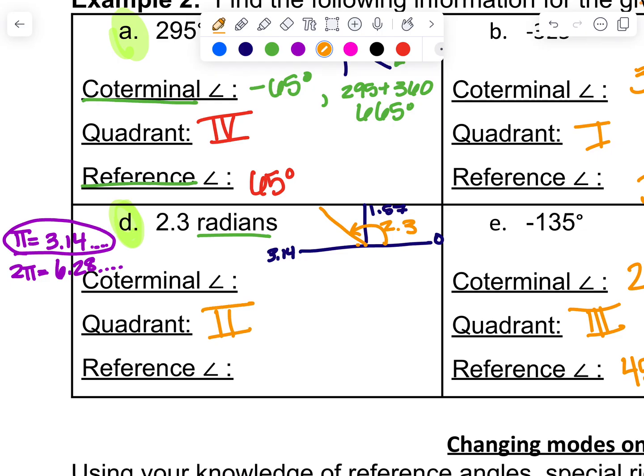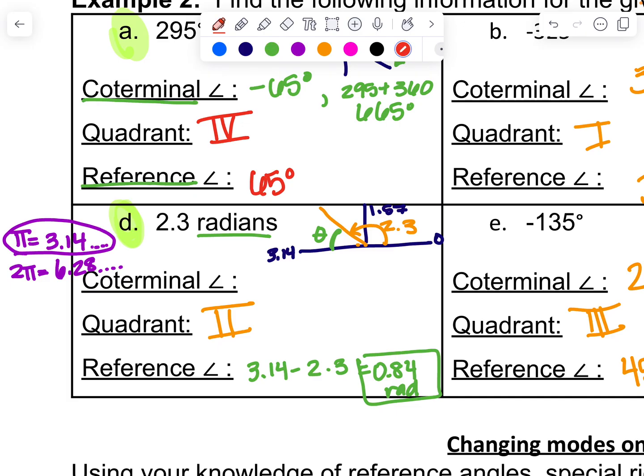What's my reference angle? Well, I'm still looking to that closest x-axis to find theta. So I would take that 3.14 and subtract that 2.3. 3.14 represents that closest x-axis. Subtract how much I want to get rid of, and I get 0.84 radians.